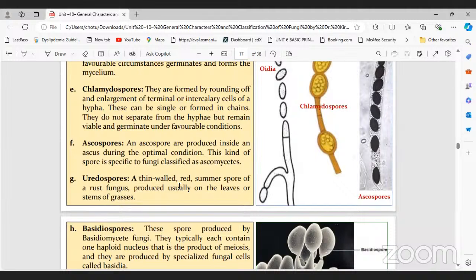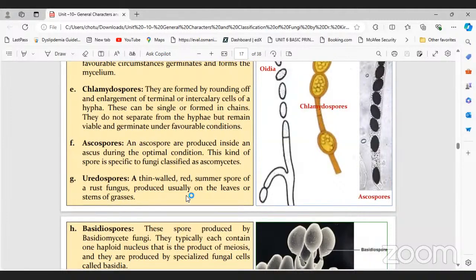cup-shaped acervuli or flask-shaped globular pycnidia opened by the ostiole. Details about these structures will be studied in the chapters Ascomycotina and Deuteromycotina, where the conidia reach their zenith.